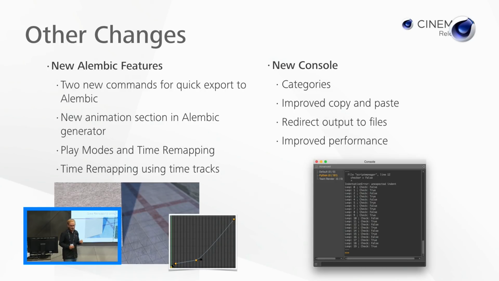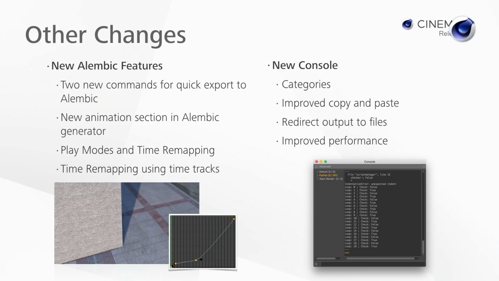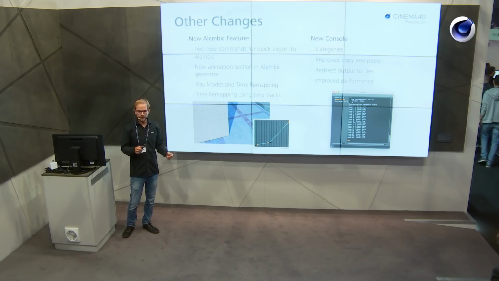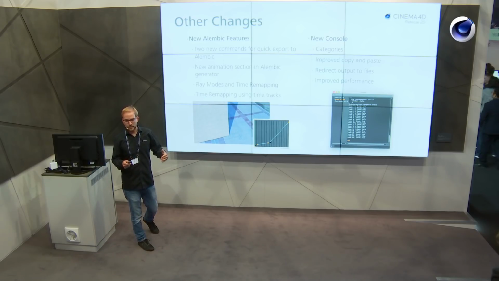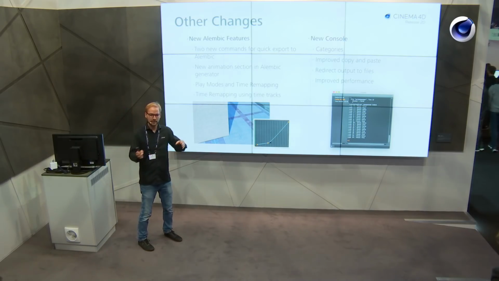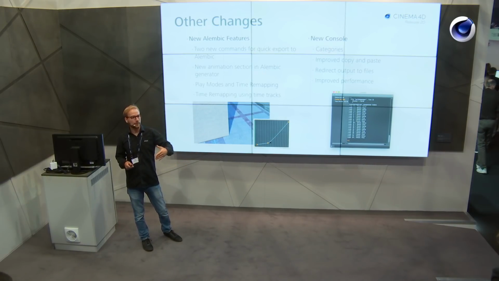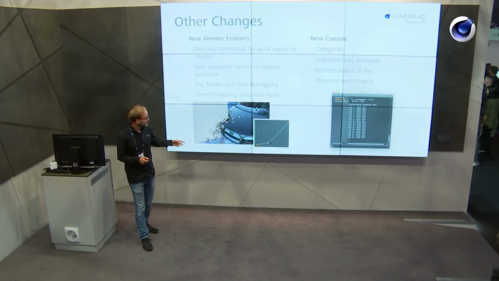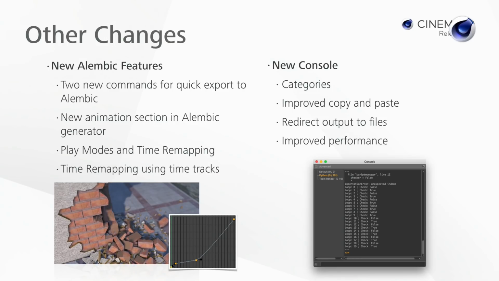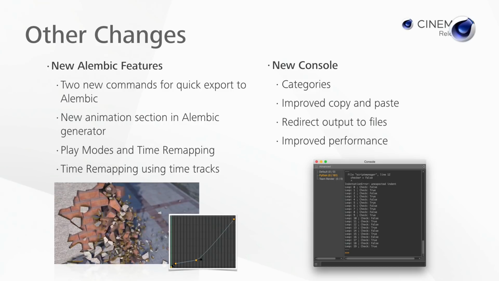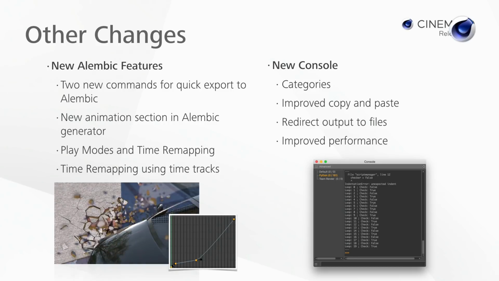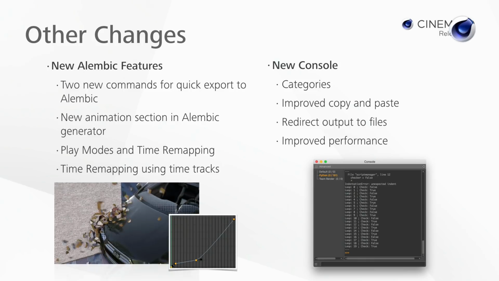Then we made some adjustments and updates to the Alembic features. A very interesting one is that you can now time remap baked Alembic stuff. So what you can do with that is you can add a time track, and you can have keyframe animation and dynamic simulation baked into an Alembic and time remap those things together. Like here, the car crashing into the wall here. So the simulation is baked using Alembic, and the car is keyframe animation, and by using a time track with time remapping, you can remap all of this at once.